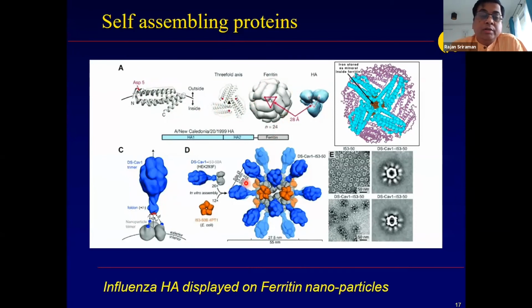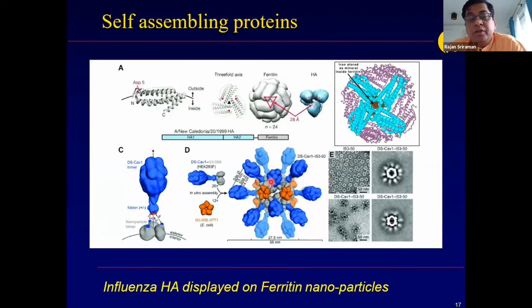So what these people have done is they have cloned as a genetic fusion using a linker so that it doesn't really destabilize the particle. Using a linker in the N-terminal fusion, you have HA of an influenza virus. And when they are expressed and assembled, you can see now this HA is being displayed in multiple copies.